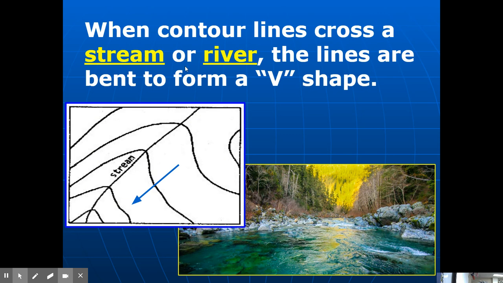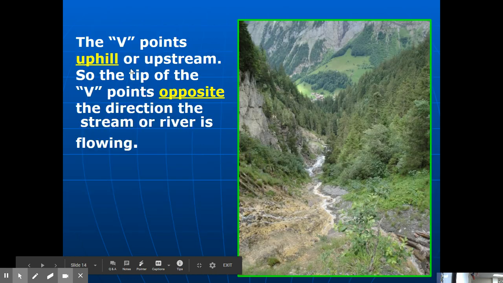When contour lines cross a stream or a river, the lines bend to form a V shape. So here you have your contour lines and they're bending to form that V shape. That represents a stream or a river. The V points uphill. So the tip of the V points opposite the direction the stream or river is flowing.